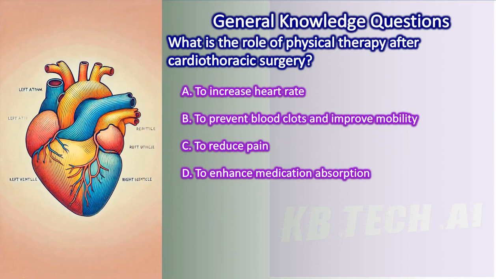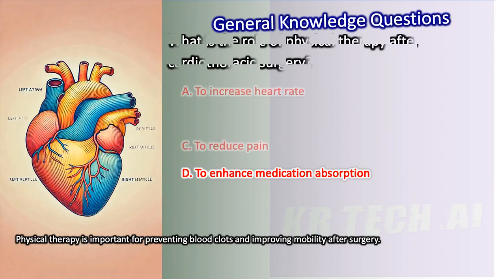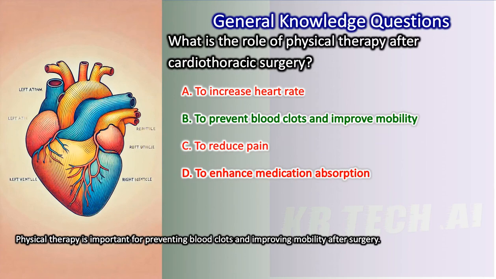What is the role of physical therapy after cardiothoracic surgery? Option 1. To increase heart rate. Option 2. To prevent blood clots and improve mobility. Option 3. To reduce pain. Option 4. To enhance medication absorption. The answer is Option 2. To prevent blood clots and improve mobility.